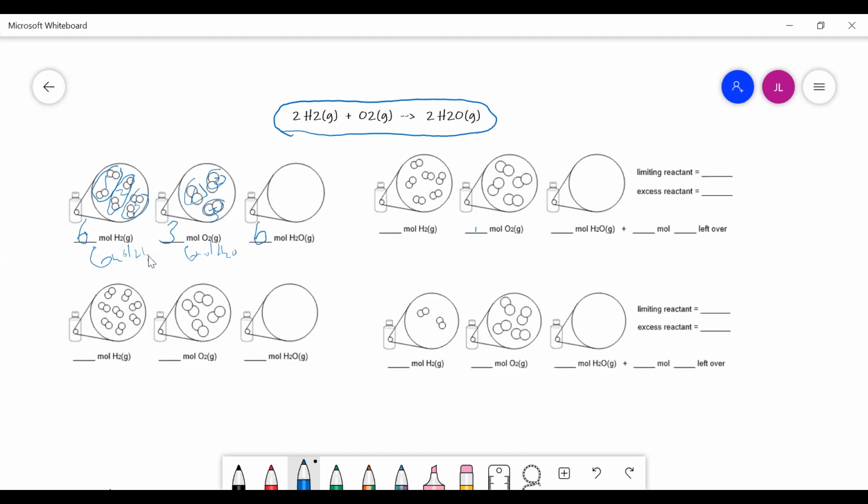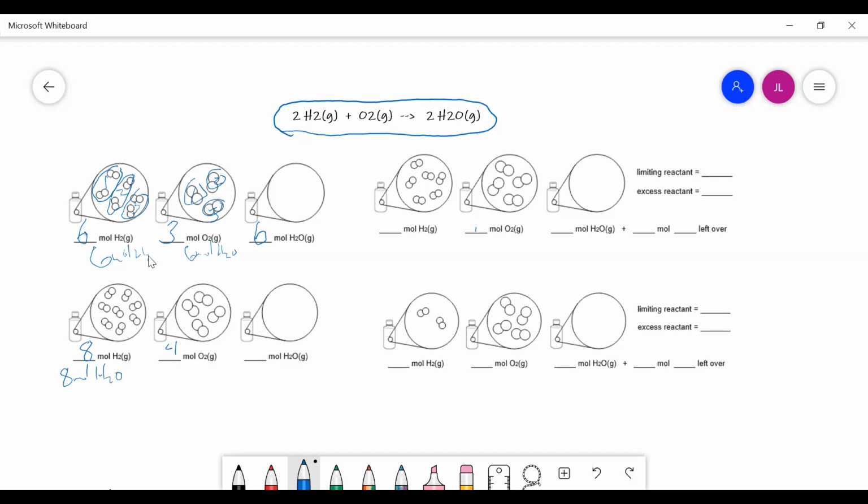And the same thing looking at the next one below. 1, 2, 3, 4, 5, 6, 7, 8 moles of hydrogen. 1, 2, 3, 4 moles of oxygen. If we have 8 moles of hydrogen, we have a 2 to 2 relationship between the hydrogen and the water, which means we should be able to form 8 moles of water from that.